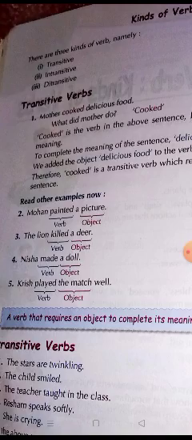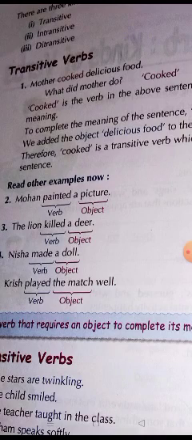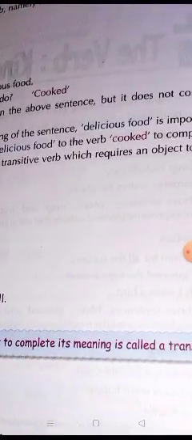Children, in this sentence, you can see mother cooked delicious food. Who cooked delicious food? And what did the mother cook? Mother cooked delicious food. So here mother is a subject, cooked is a verb, and food is an object. Object means anything which we can see or touch. That is called the object of the sentence.